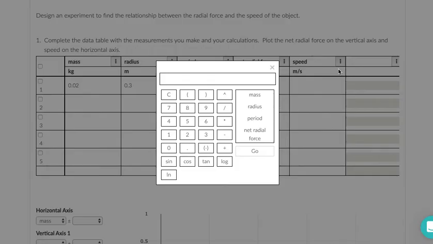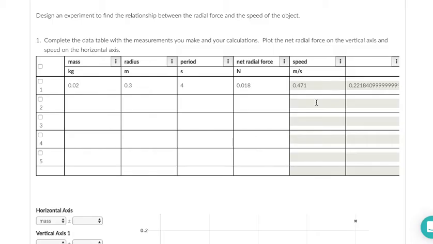Let's go ahead and put a formula in here, and we know that the circumference is 2 times pi. There's no pi button, so we'll have to use 3.14 times the radius of our circle, and we have to divide that by how long it takes to get around. Our change in time or period can be there, and then I'll hit go, and sure enough, it calculated the speed for us. You could punch that into a calculator to double check, but I'm pretty sure that that's right.